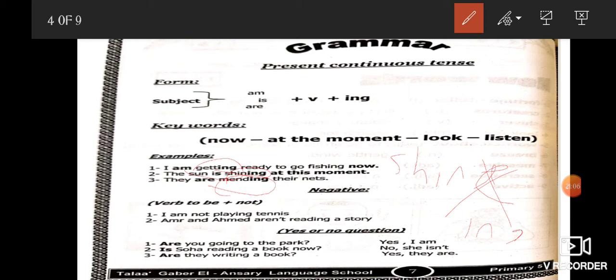But in the state of no, we write no, comma, and then the cross, and at the end we must add not because it's a negative sentence. Okay, with no, I must write not in the sentence. Do you understand? Like here, is Soha reading a book now? No, she isn't. Now we finished the present continuous tense.